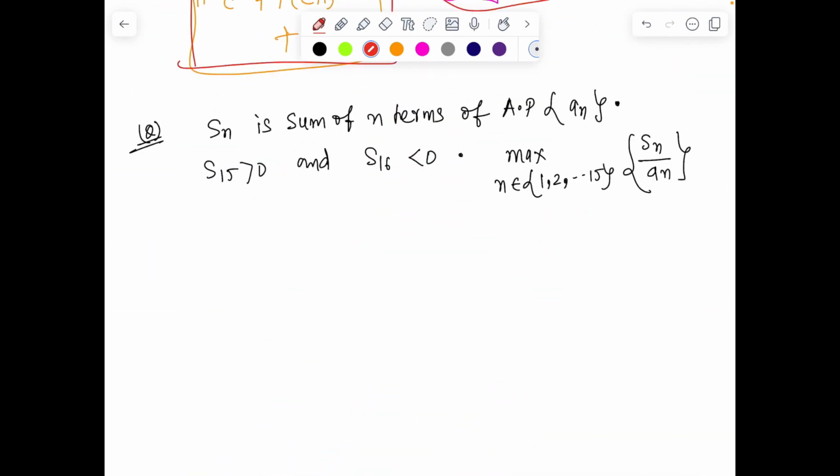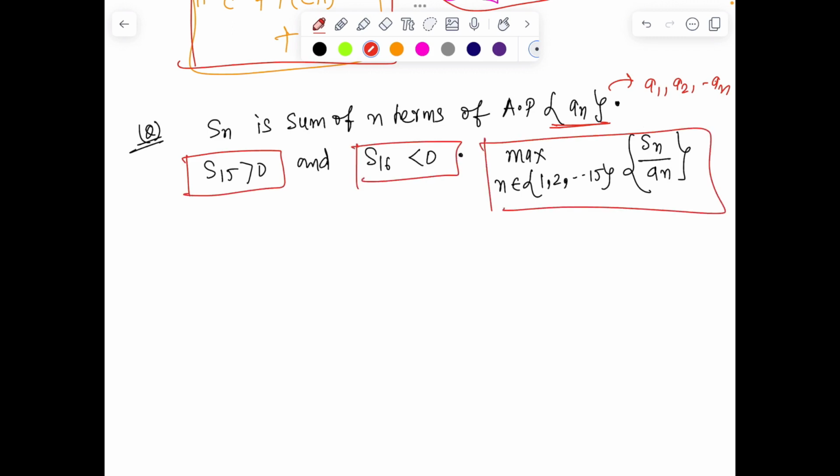Let Sn be the sum of n terms of an AP An, which means the AP terms are A1, A2, up to An. If S15 is positive and S16 is negative, you have to find the maximum of this expression. Now, what does this expression decode to? It is the maximum, as n changes from 1, 2, 3 to 15, of the value Sn by An. So if n is 1, it will be S1 by A1, for 2, S2 by A2, S3 by A3, till 15, so S15 by A15. Out of all these expressions, we have to find the max.